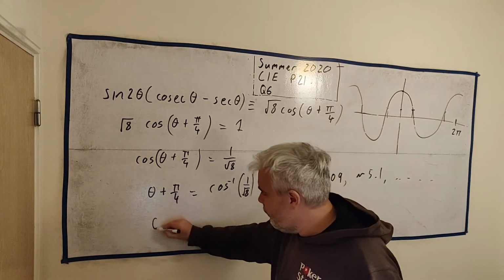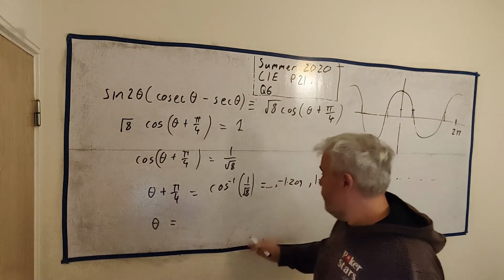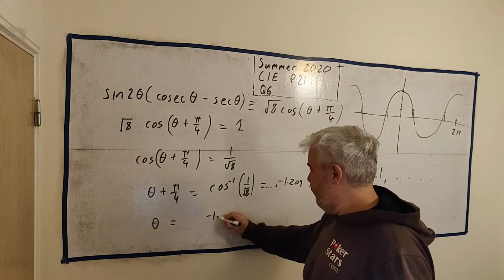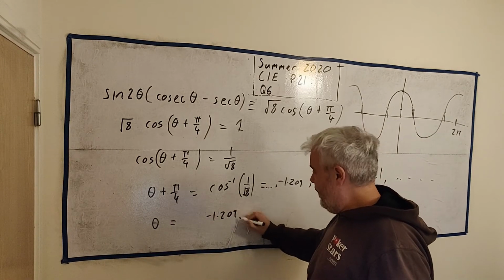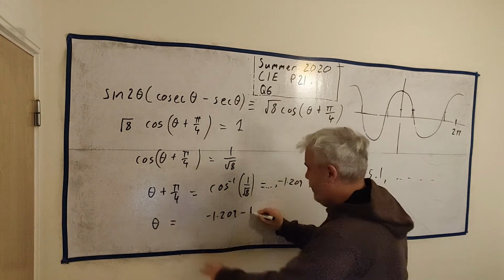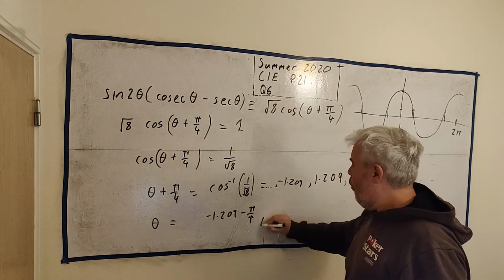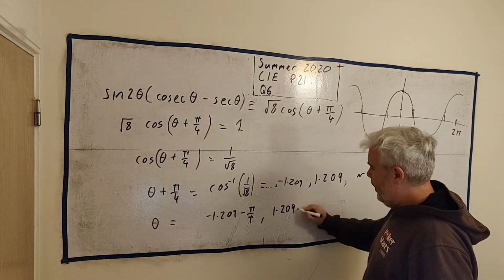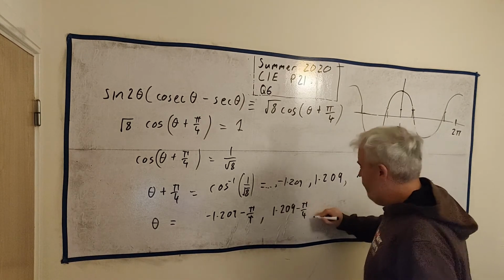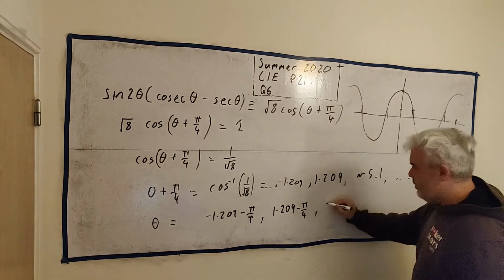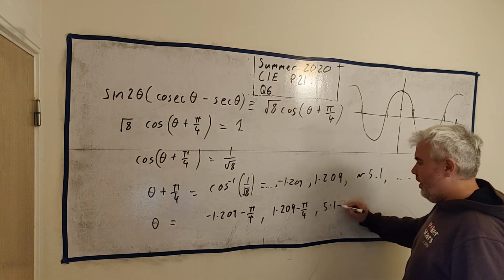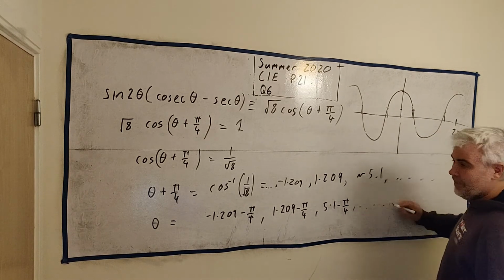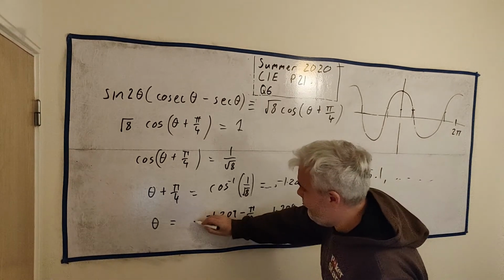Whereas the one we're looking for is just theta. So theta is equal to all of these. Let's see, minus 1.209 minus pi over 4, or it could be equal to this one, 1.209 minus pi over 4, or it could be equal to this one, 5.1 minus pi over 4, or it could be equal to any of these other ones here.